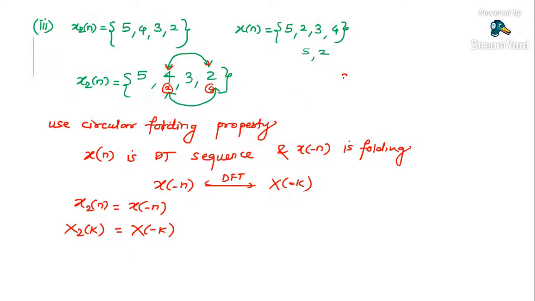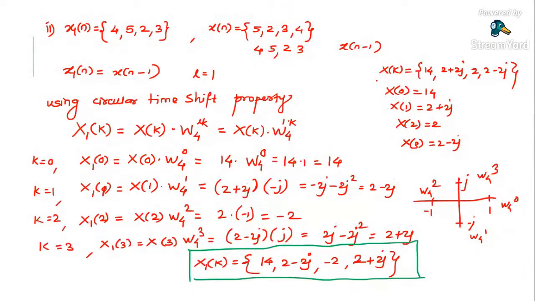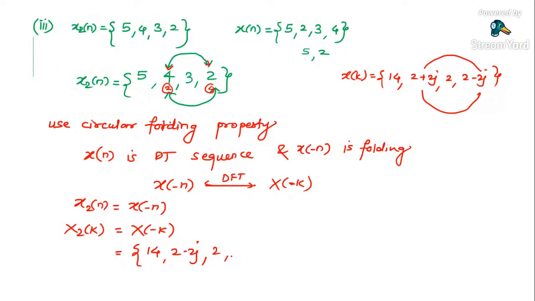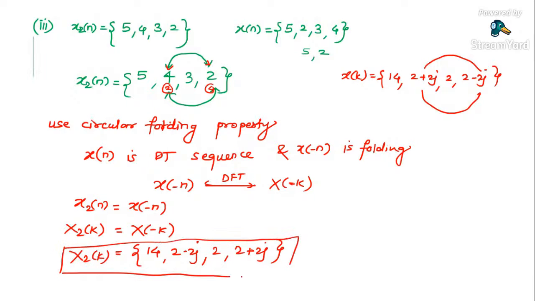So what is x of k? X of k is 14, 2 plus 2j, 2, 2 minus 2j. Okay. What is the folding of it? You have to just interchange those two numbers. So you will get the answer. The answer is 14. You have to take this number first, that is 2 minus 2j, then 2 and 2 plus 2j. Okay. So this is nothing but x2 of k. So we got the answer by using the property that is called the circular folding property.